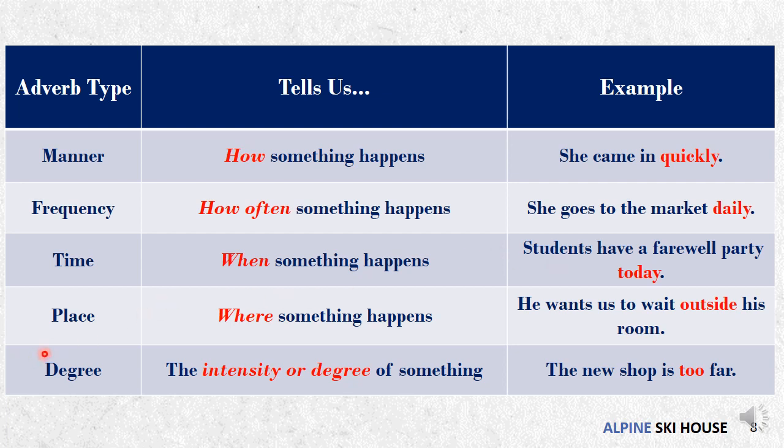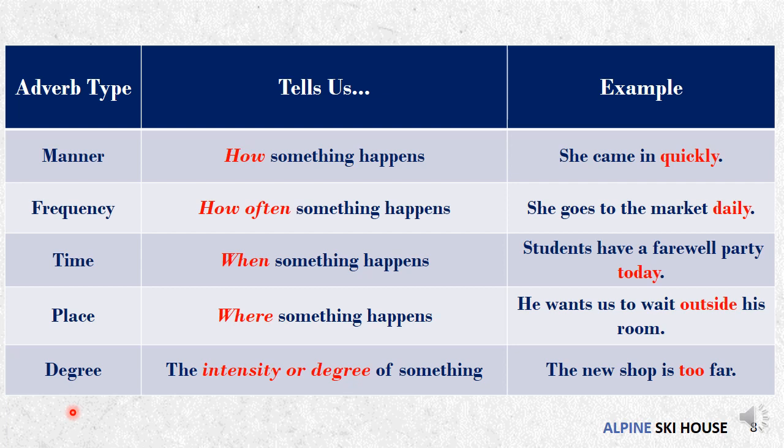Next, adverb type of place. It says where something happens. Everyone will ask, where did it happen? So the example says here, he wants us to wait outside his room. Maybe someone wants you to wait. It can be an appointment with an official. So they want you to wait outside his room because he's already talking to another person. So adverb type of place says where something has happened.